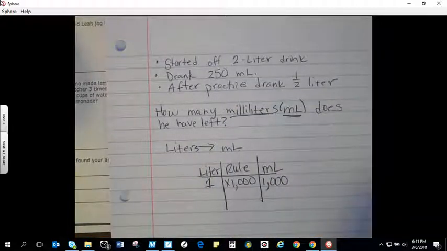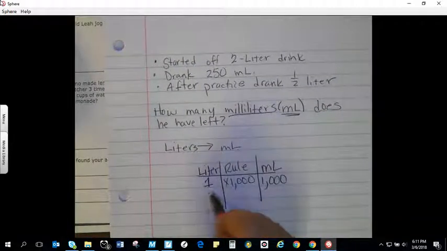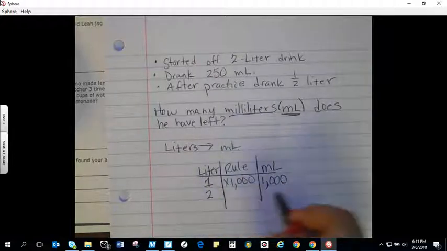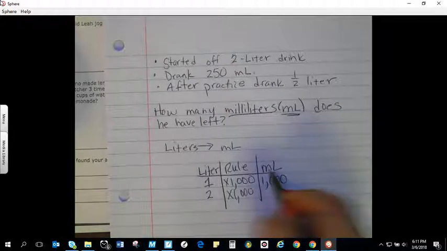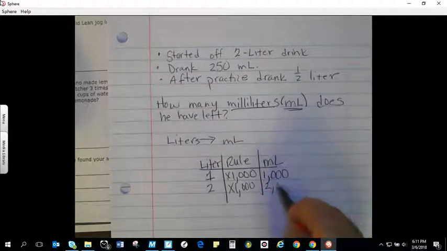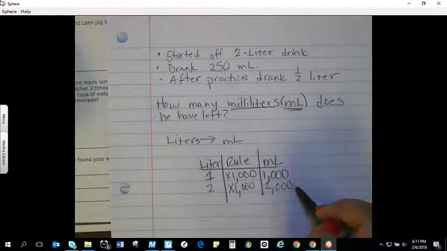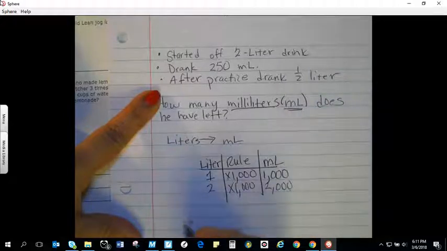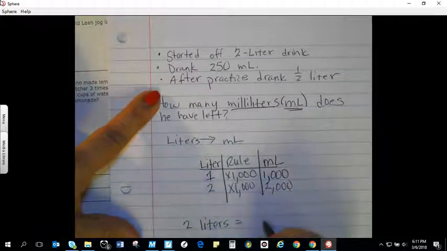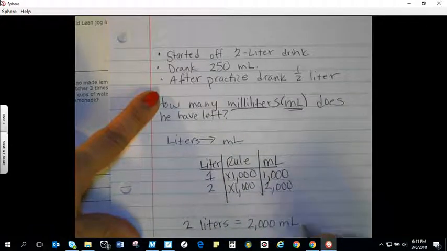Okay, so if he has 2 liters, and if I multiply that by 1,000, he's starting off with, then he has 2,000 milliliters. That's how much he has total. So I know that 2 liters is equal to 2,000 milliliters. Okay?